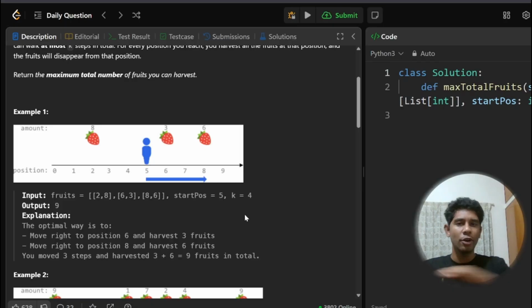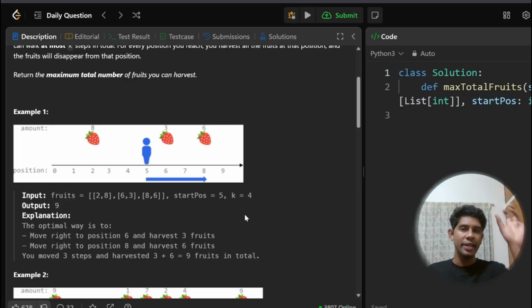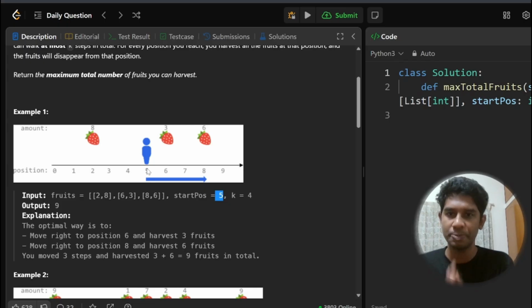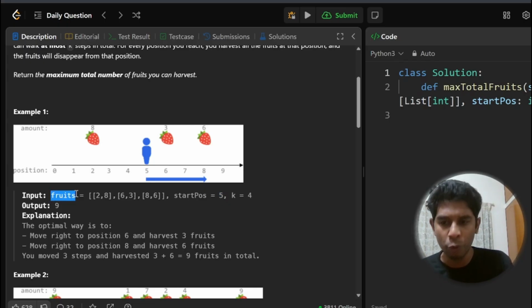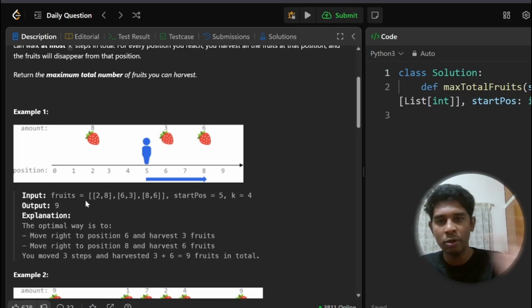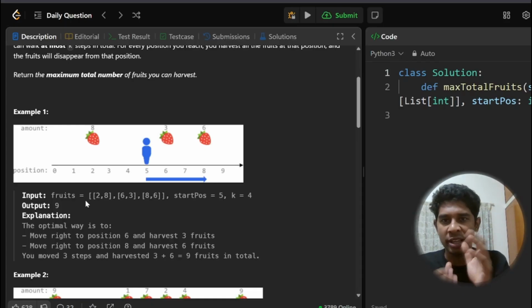In this problem, we are standing on an infinite number line and our initial position on this number line is represented by this variable startPos, and here it is 5, right? So you can see the person standing at position 5 here. So that is our initial position. There are also two other variables here. One is fruits, which is a 2D list which represents where the fruits are in the number line and how many of that particular quantity is present at that position.